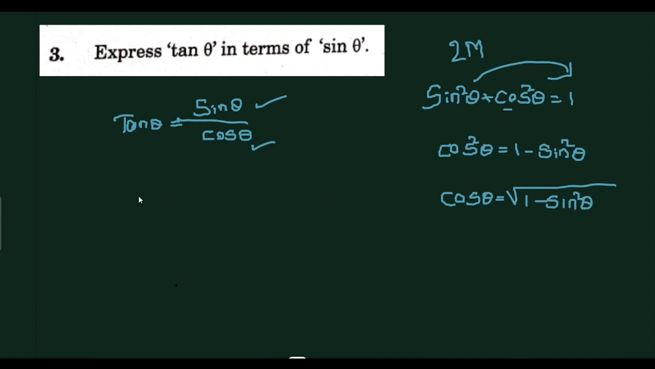So here, tan theta is equal to, first, the numerator is sine, no problem, but the denominator is cos. In the place of cos, you can just replace this with under root 1 minus sine square theta. Got it? So this is our answer.